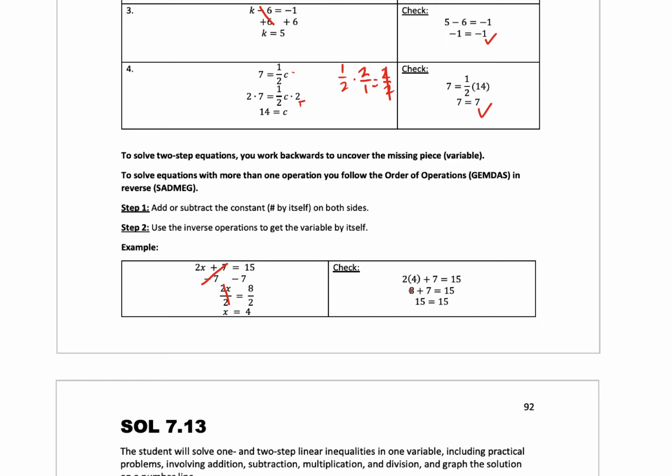We check this by plugging in 4 for x, so I go back to my original problem where I had 2 times 4 plus 7 should equal 15. Following GEMDAS, 2 times 4 is 8, 8 plus 7 is 15. So this is true, and we had a correct answer.